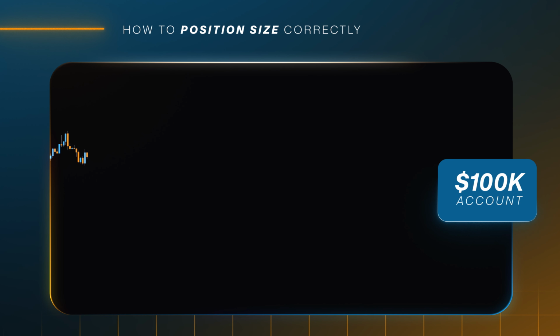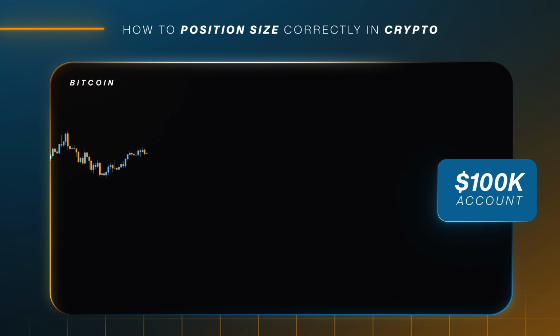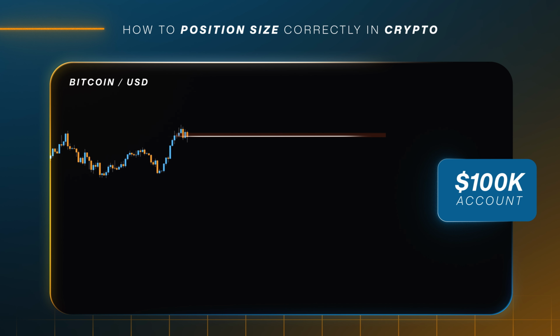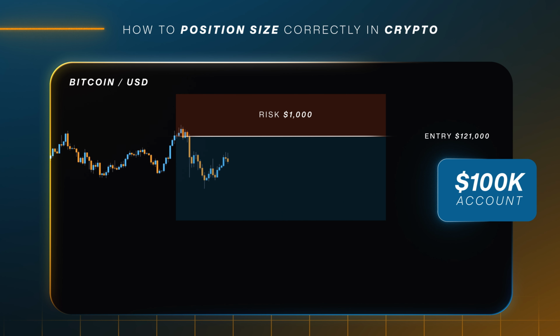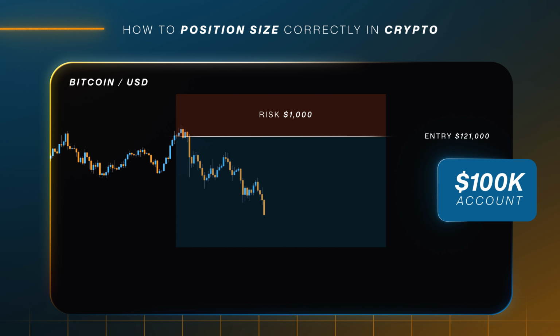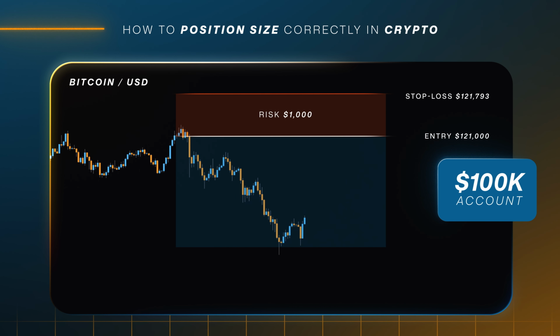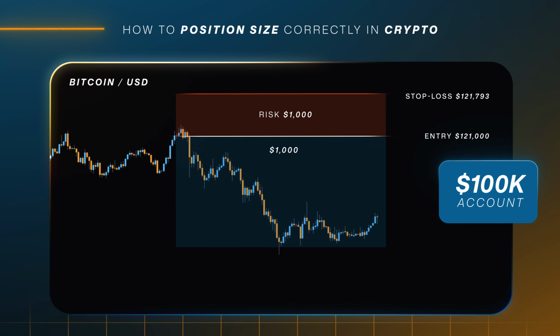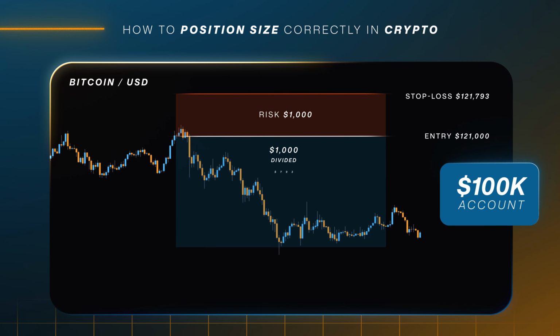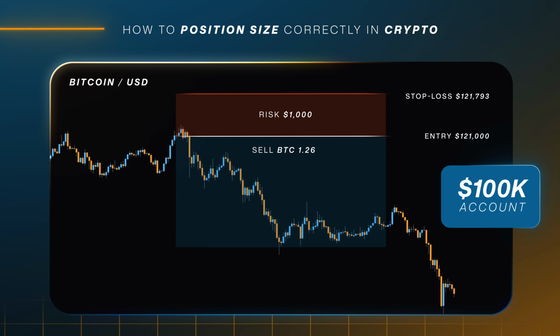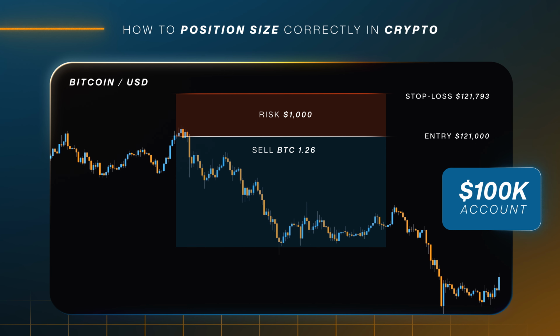That's going to give you a number of units that you're going to put on this trade. Let me give you an example. Let's say you have a $100,000 account and you want to open up a short on BTC. You only want to risk $1,000 on this particular trade. Now you can see the distance from your entry to the place where you want to get out of the trade is $793. So you're going to take that $1,000, which is your risk, divide that by 793, and that is going to give you 1.26 of Bitcoin.